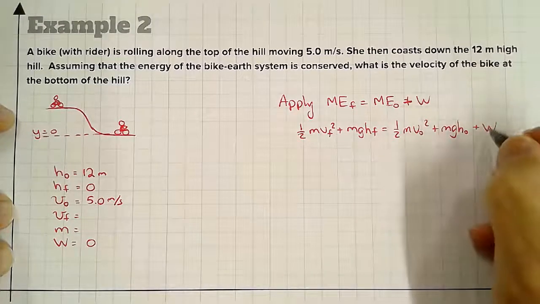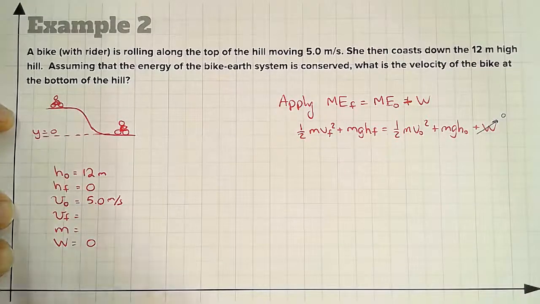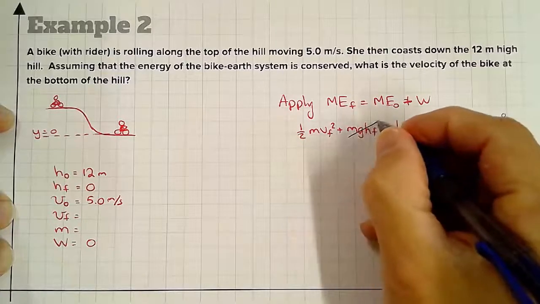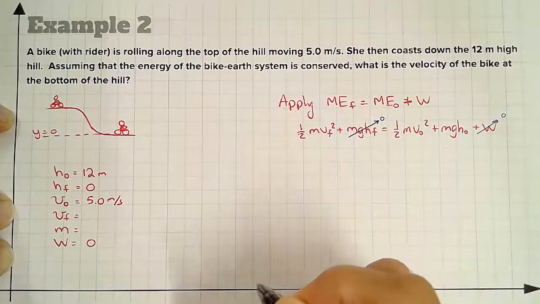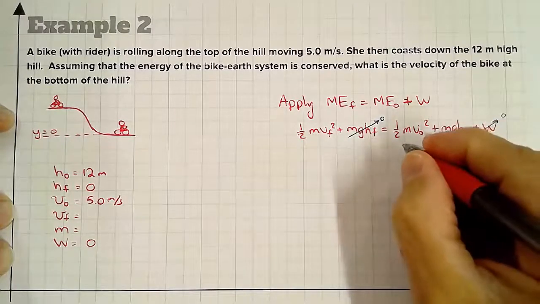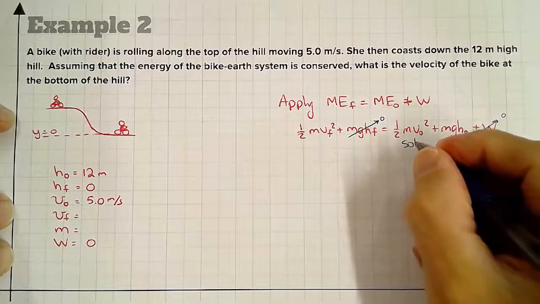Okay? Now, because energy is conserved, there is no work done. Also, because the final height was 0, there is no potential energy at the end of the problem. But those are the only terms that go away. So our plan is to solve what is remaining here for the final velocity.